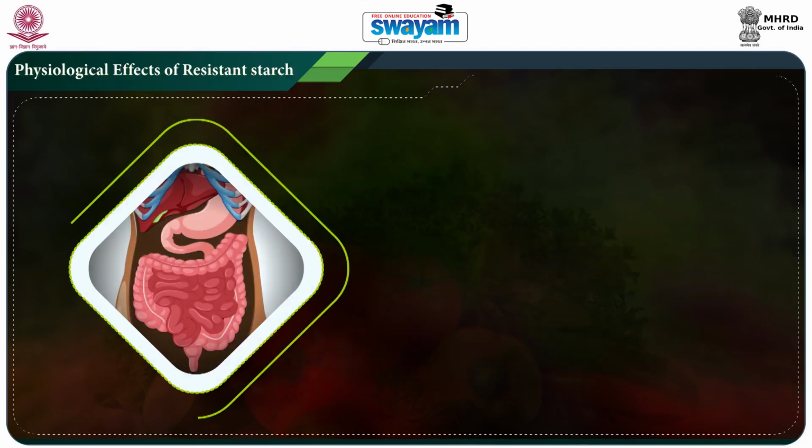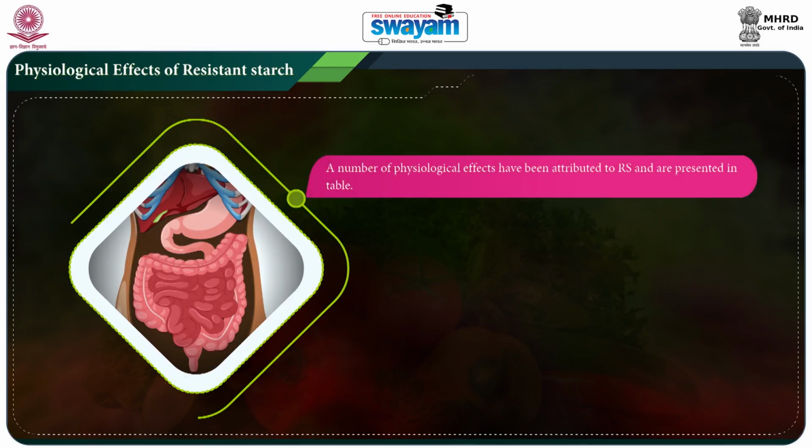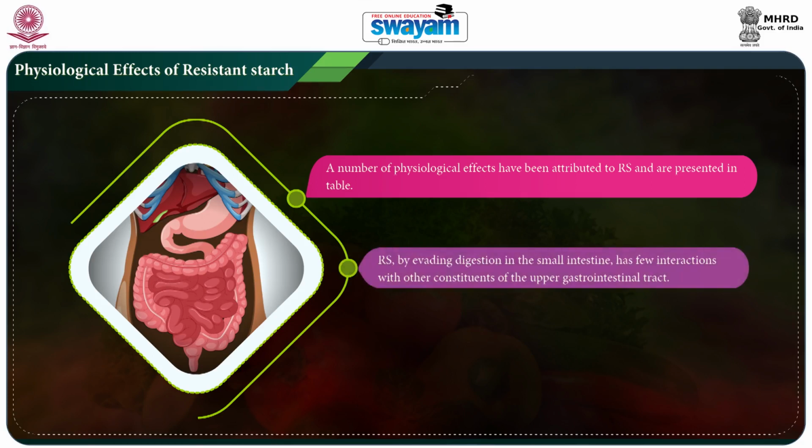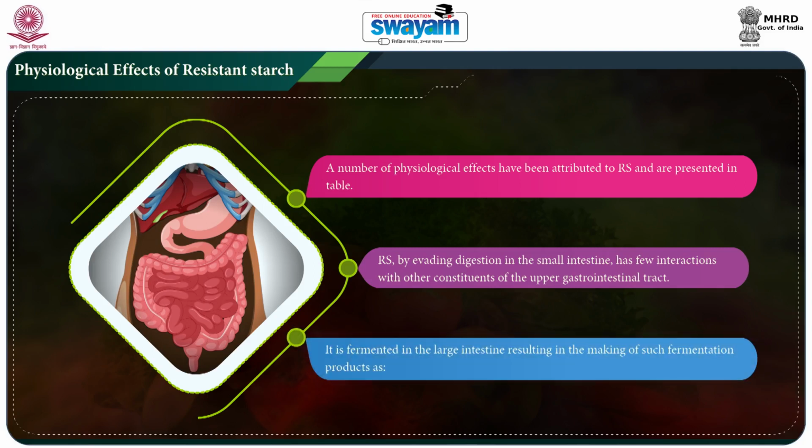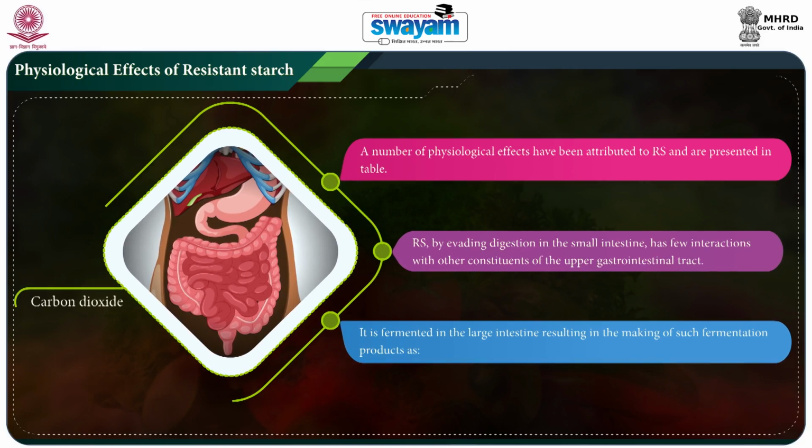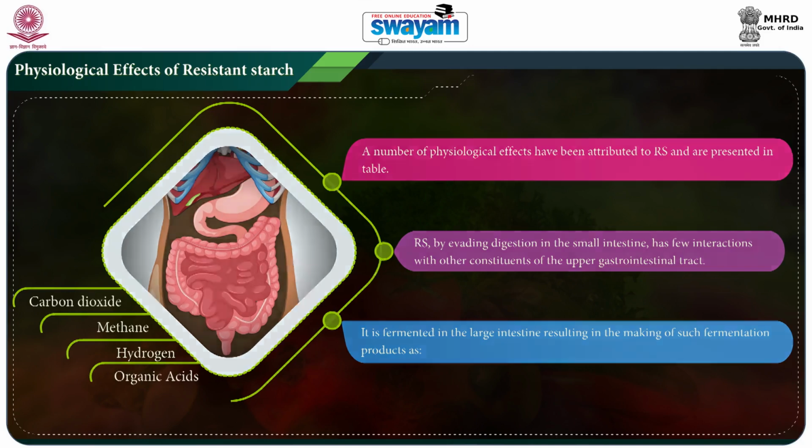Let us now understand the physiological effects of resistant starch. A number of physiological effects have been attributed to resistant starch and are presented in the table. Resistant starch, by evading digestion in the small intestine, has few interactions with other constituents of the upper gastrointestinal tract. It is fermented in the large intestine, resulting in fermentation products such as carbon dioxide, methane, hydrogen, organic acids, and short-chain fatty acids.